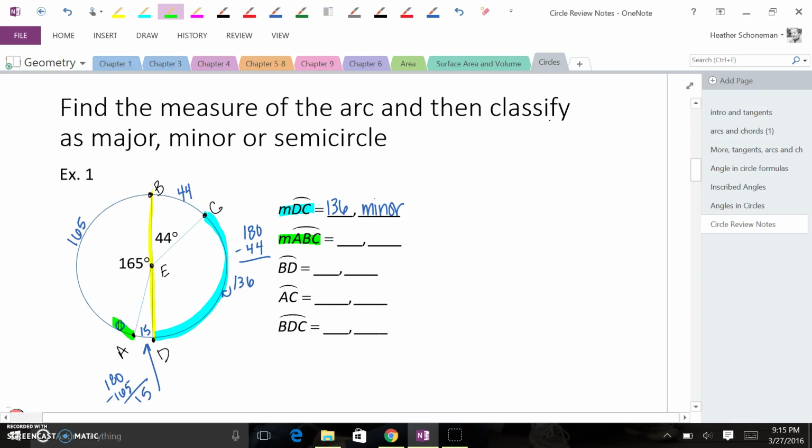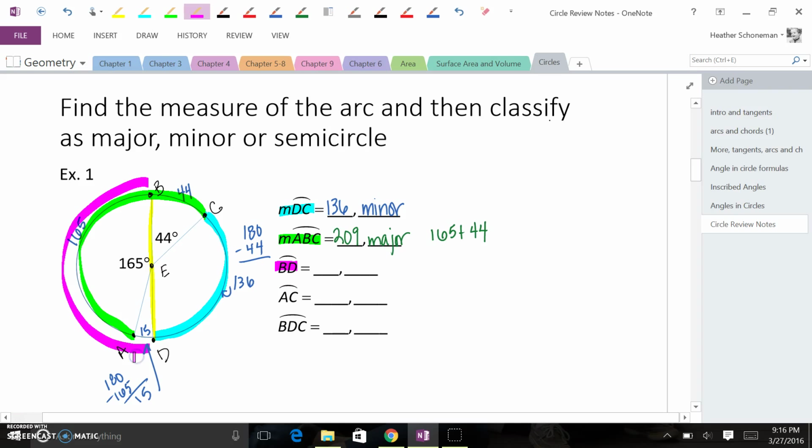ABC. That means you start at A, go through B, and end at C. So it's a combination of two arcs. So it's a combination of the 165 and the 44. So when we add those together, we get a grand total of 209. That, however, is more than half a circle, so that makes it a major arc. Alright, arc BD, when it's two letters, it's the shortest distance between the 2 points. That's half a circle. Half a circle is 180, and that is a semicircle.